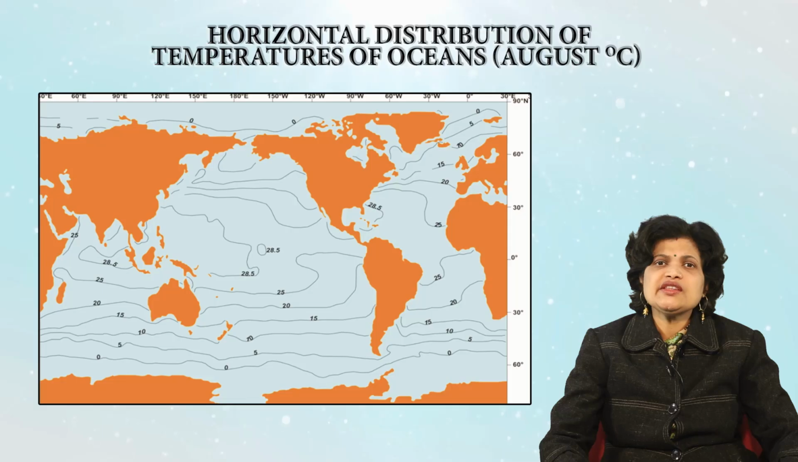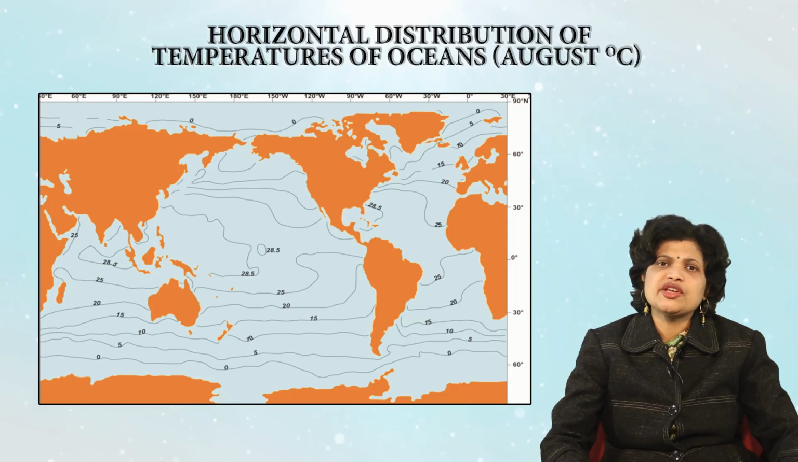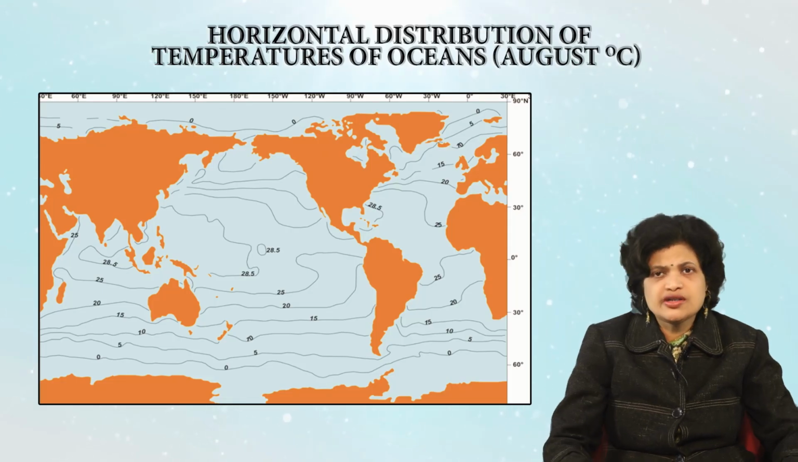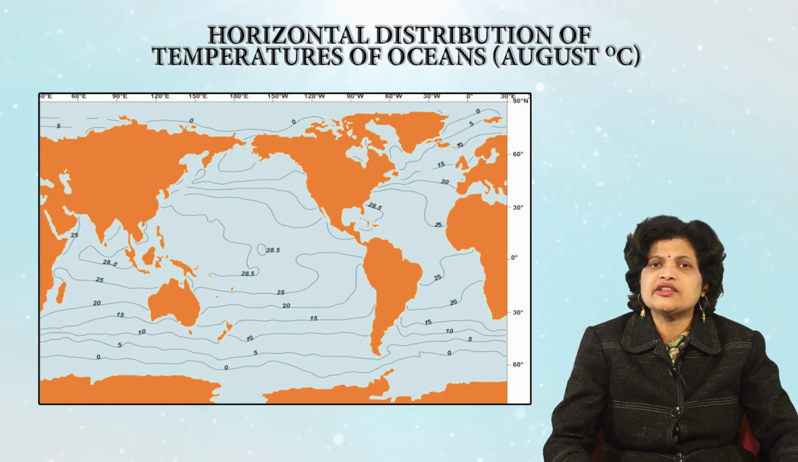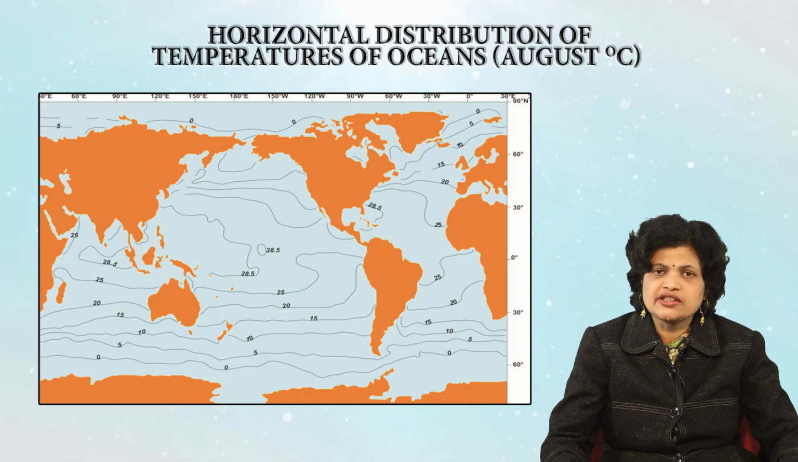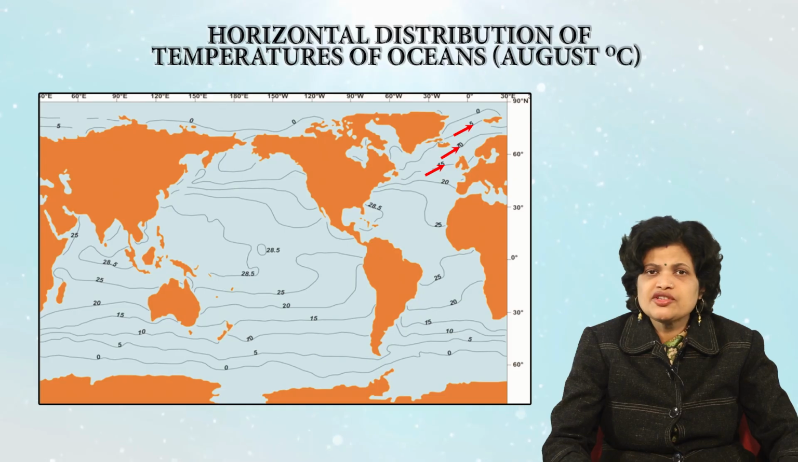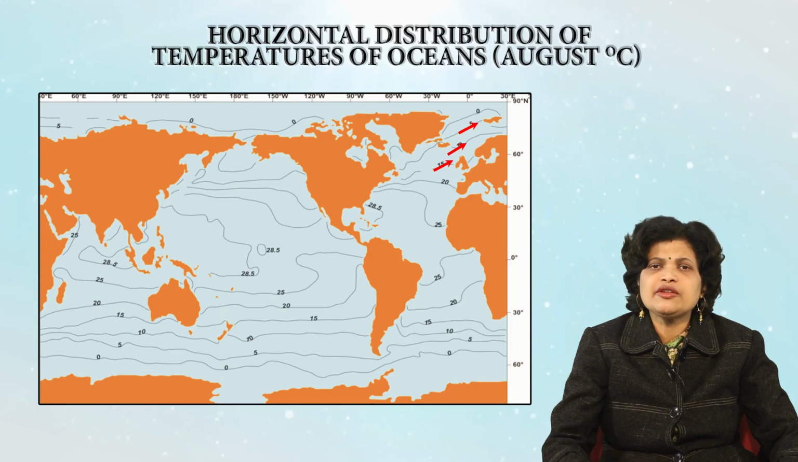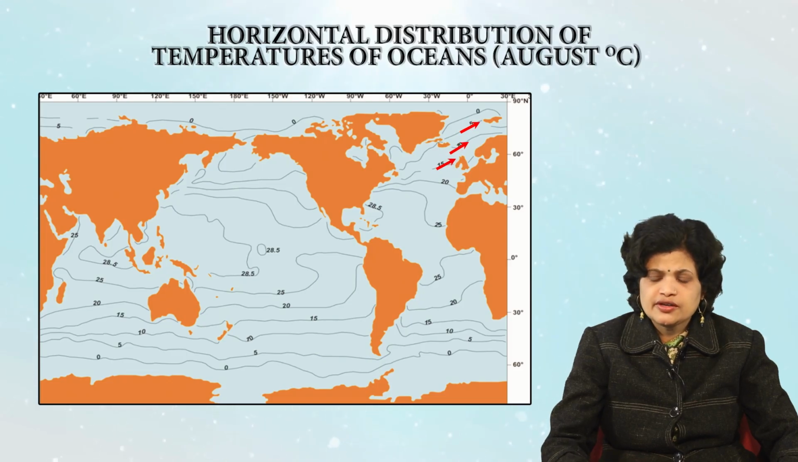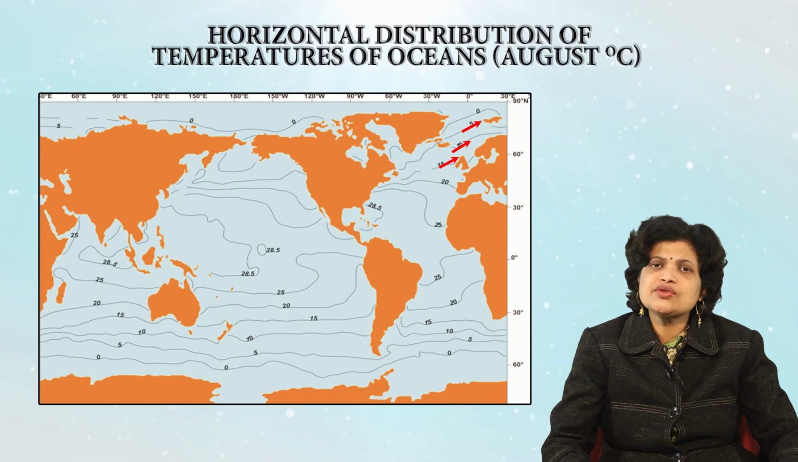Now you can see the horizontal distribution of temperature of the oceans in August. This is having the summers in the northern hemisphere and winters in the southern hemisphere. As I mentioned, in the Atlantic Ocean the isotherms are running a little bit northwards, like this. This is due to the effect of warm ocean currents like the Gulf Stream and North Atlantic Drift, due to which higher temperatures are found at higher latitudes.